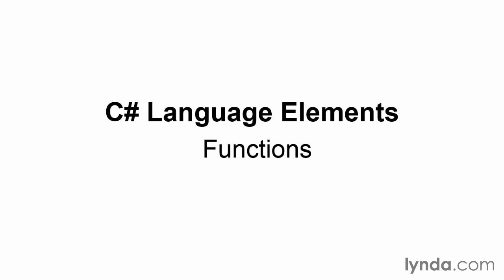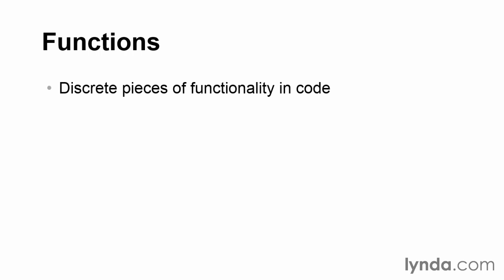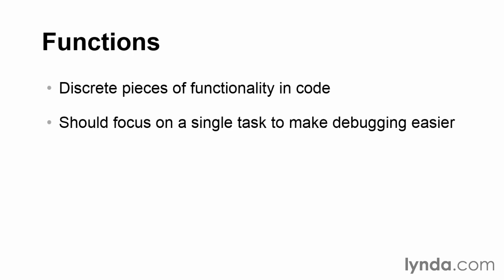C# has another language element known as functions. Functions allow you to break up your code functionality, or your code organization, if you will, into discrete pieces, and this is what functions do. So if we take a look at functions within the C# language, functions are considered to be discrete pieces of functionality within your code. Now, each function that you create should focus on a single task, partly to make debugging easier, but mostly so that you can concentrate on what that functionality is intended to do.